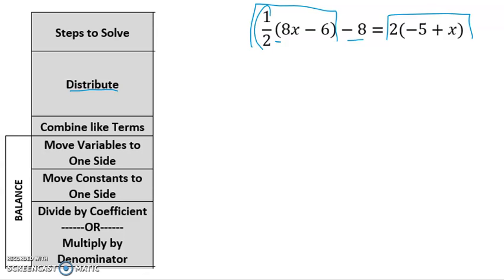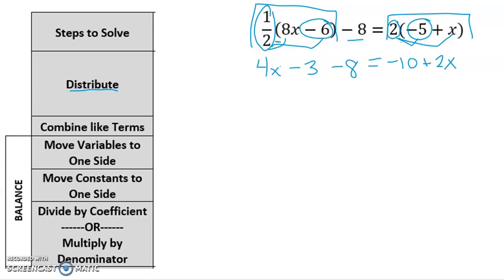Let's do our distribution. I have 1/2 times 8. 1/2 of 8 is going to be 4x. And then 1/2 times -6 is going to be -3. Okay, I have this -8 still. Make sure you don't lose it or we cry sad tears. All right, on the right side, 2 times -5 is -10. 2 times x is going to be positive 2x. Okay, I've distributed, my parentheses are gone.